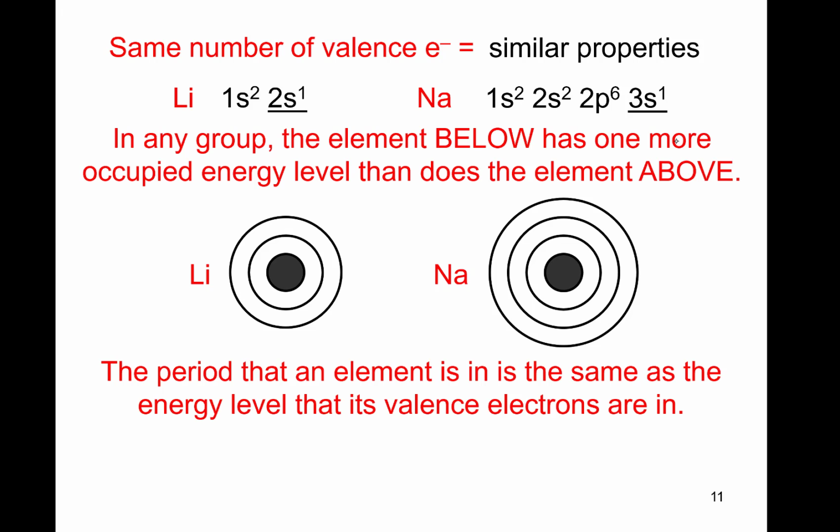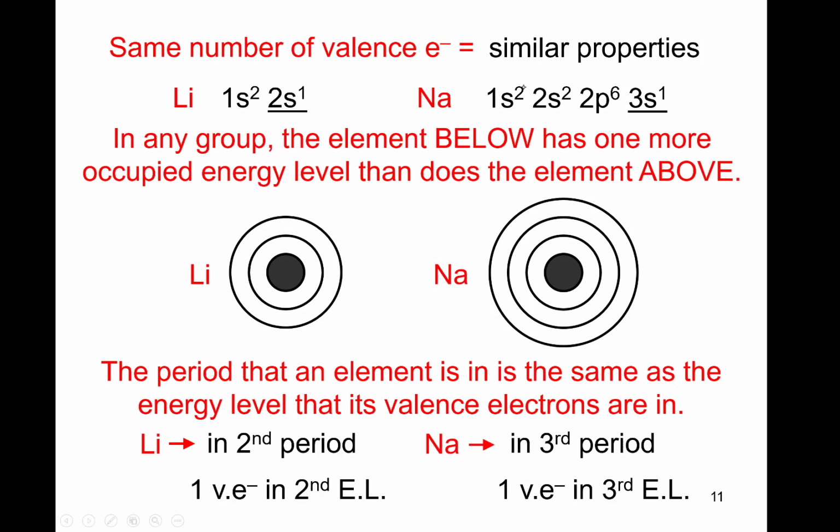So the period that an element is in, so lithium is period 2, is the same as the energy level that its valence electrons are in. Sodium's in period 3, so its valence electrons are in the 3rd energy level. Below sodium is potassium in group 1. Potassium's in the 4th period, so its valence electrons are in the 4th energy level. So like I just said, lithium, 2nd period, 1 valence electron in the 2nd energy level. Sodium is in the 3rd period, 1 valence electron in the 3rd energy level. EL there stands for energy level.